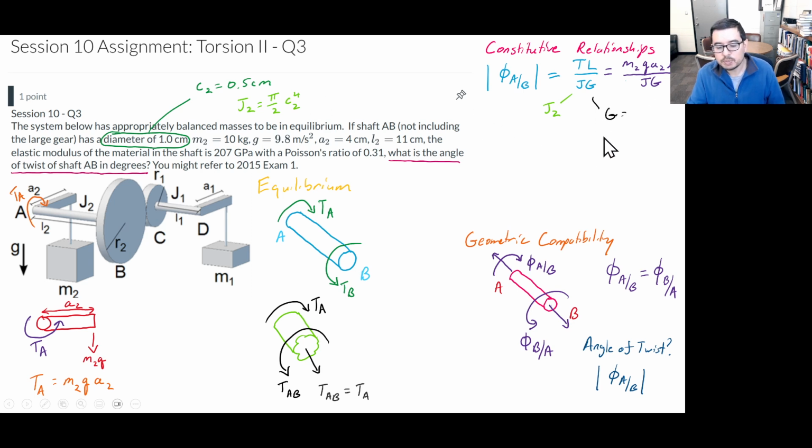The G is the shear modulus, and this problem did not explicitly give us the shear modulus, so we have to calculate that based on what we're given with an elastic modulus and a Poisson's ratio. This is the relationship that we've described and will allow us to calculate the shear modulus. So in the end, phi A relative to B is going to be equal to this numerator over the J2 G, and we substitute in appropriately.